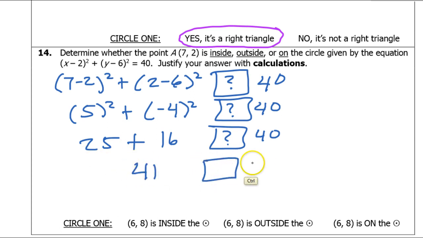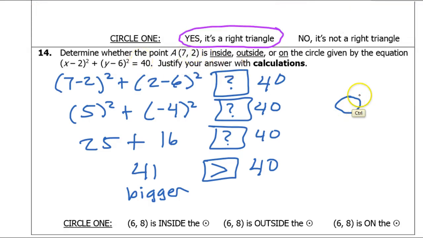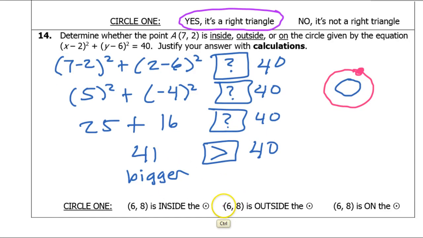So this is not going to be equal. In fact, 41 is more than 40. This is bigger. That means if this was the original circle, then this point, 7 comma 2, is on a larger circle. That's why I'm getting a bigger number. So that means that this point is outside the circle. I think this is a typo because it says 6 comma 8 is outside. They meant to say 7 comma 2. 7 comma 2 is outside the circle.